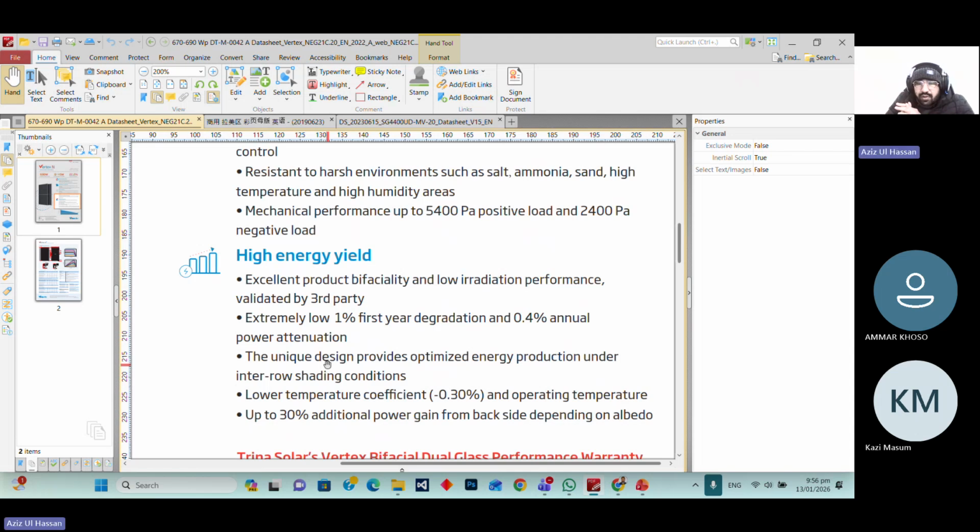Can you explain what this is? Extremely low for the first year and 0.4% annual power attenuation. The first year will degrade 1%. For instance, if the power is 100 kilowatt, then 1% will degrade and it will remain 99 kilowatt. But after the first year, every year the degradation will be 0.4%.